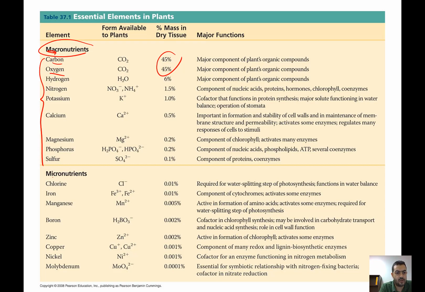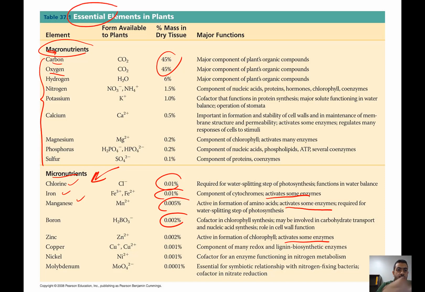If we move on to the micronutrients, for example, chlorine, iron, manganese, and so on, you will see that they are needed in minute amounts. Another note is that many of these micronutrients are actually cofactors for enzymes. So here this activates enzymes, this one activates enzymes, this one is activating enzymes, and so on. So many of the micronutrients are cofactors for enzyme activation. Because of that, they are essential, they are required, but in less amount.